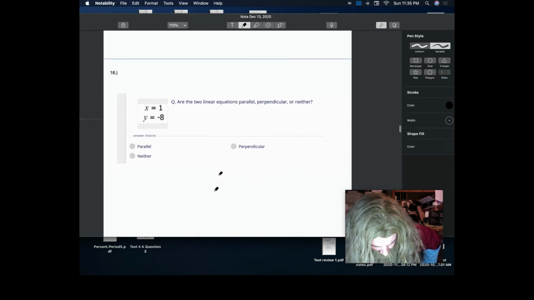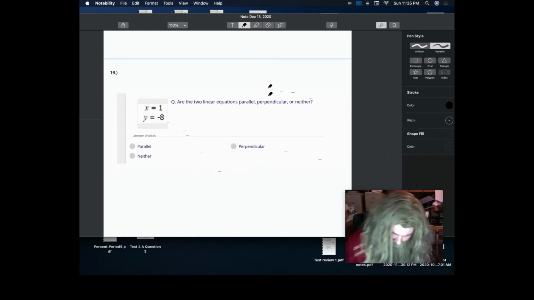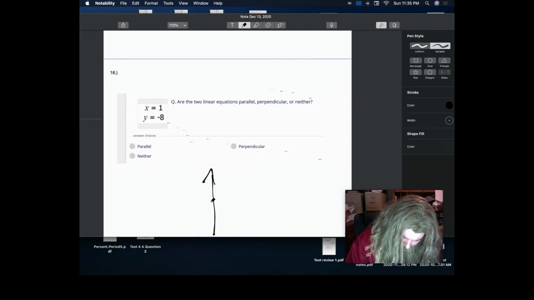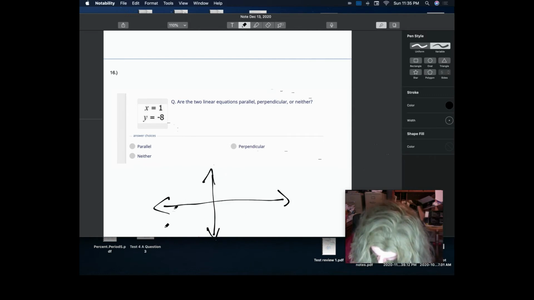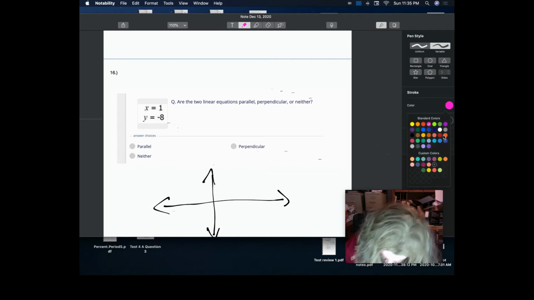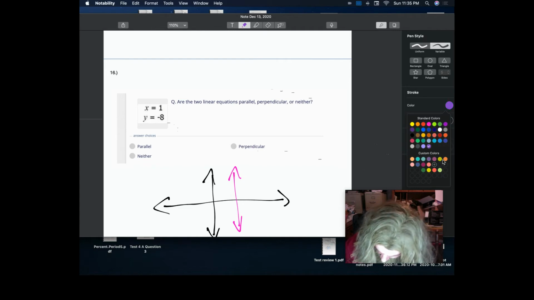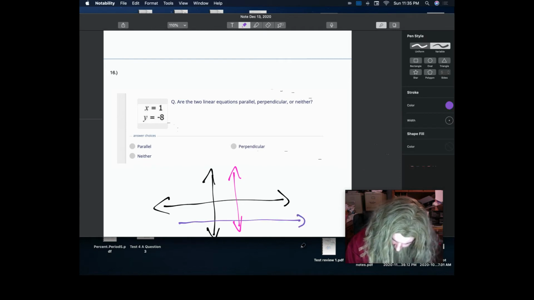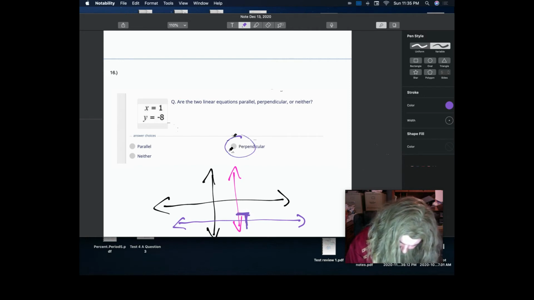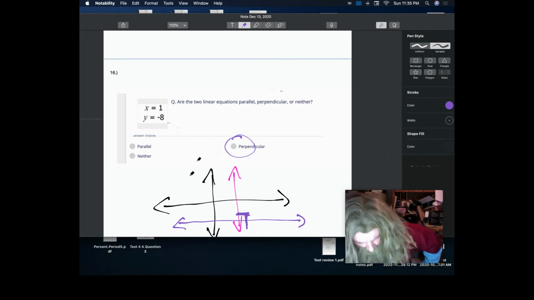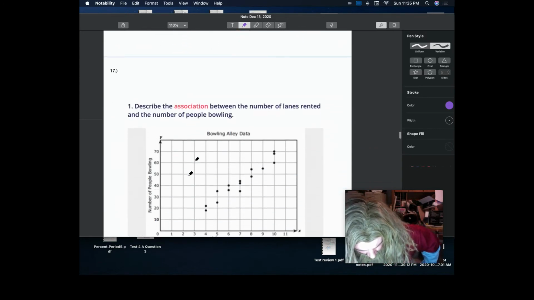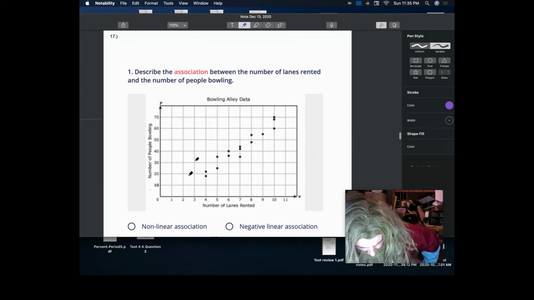Oh, look at this one. This is saying x is 1, y is negative 8. So clearly, if x is going up and down, then y must be going left and right. And if we have one going up and down, the other going left and right, they form that obvious 90-degree angle, which means they must be perpendicular. I was struggling to say that word, perpendicular. Let's move on.